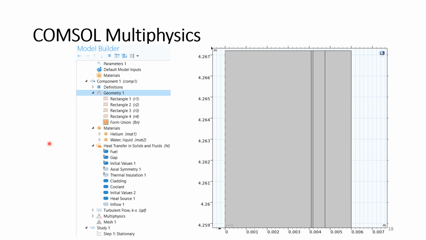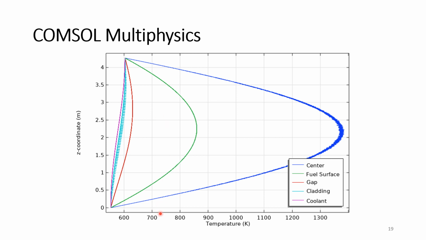Now, this is a COMSOL multi-physics environment. You could use ANSYS, but in this particular case, COMSOL is being used to carry out a multi-physics simulation for thermal hydraulics and structures. You can see that on the x-axis here, we've got temperature in Kelvin. On the y-axis, the height of the fuel rod. The coolant enters from the bottom, and as it travels upwards, its temperature goes up like that.